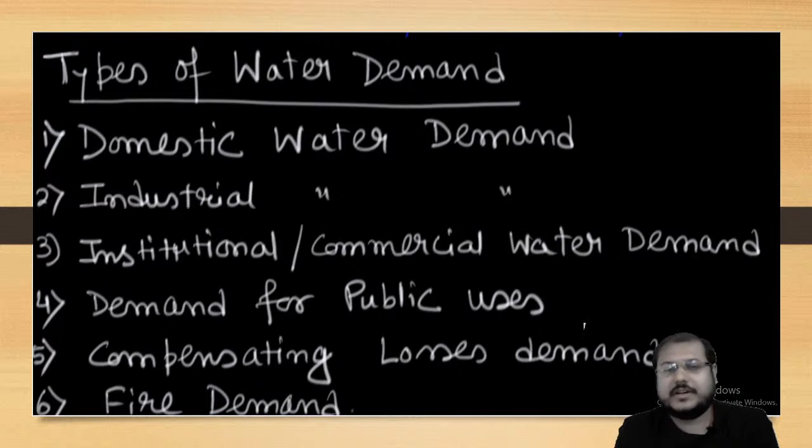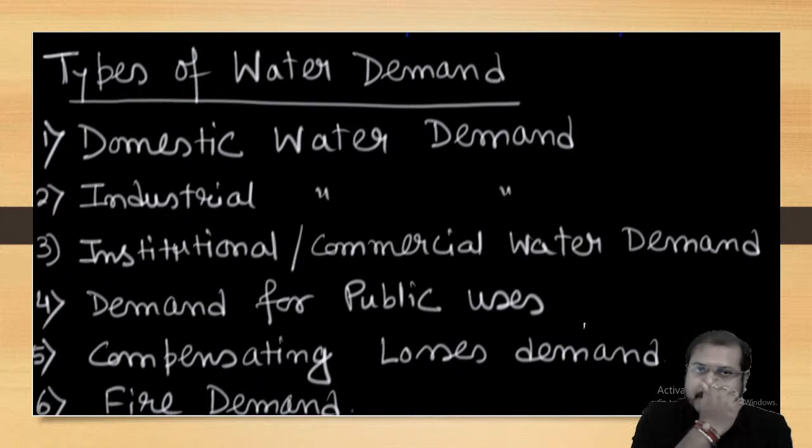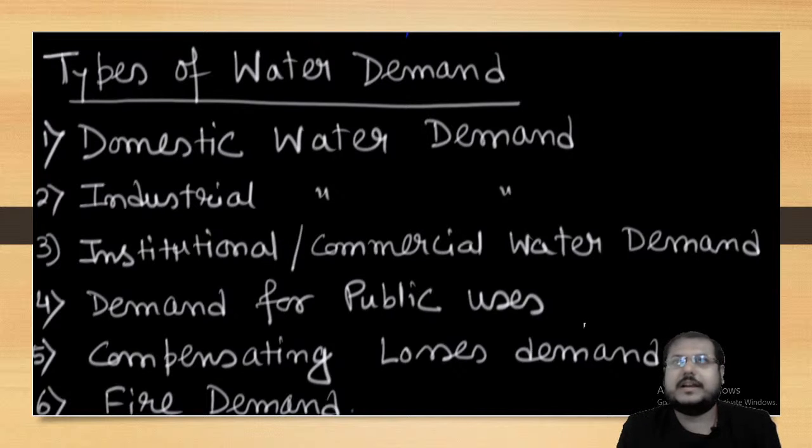Domestic water demand, industrial water demand, institutional or commercial water demand, demand for public uses, compensating losses demand, and fire demand. The domestic water demand is the water demanded for domestic uses like cooking, bathing, cleaning of homes, cleaning of utensils, etc. Industrial water demand is the demand for any kind of industrial uses. Institutional and commercial water demand is the water demanded for institutes or commercial places. Demand for public uses comprises the water demanded for common uses like watering of parks or cleaning of roads, etc.